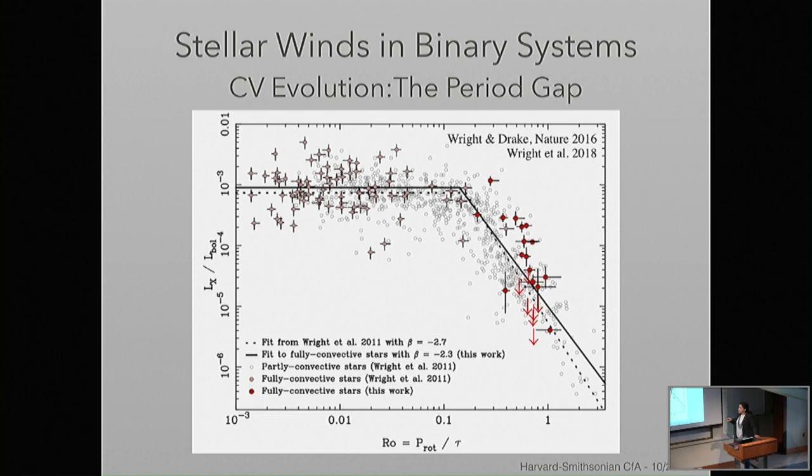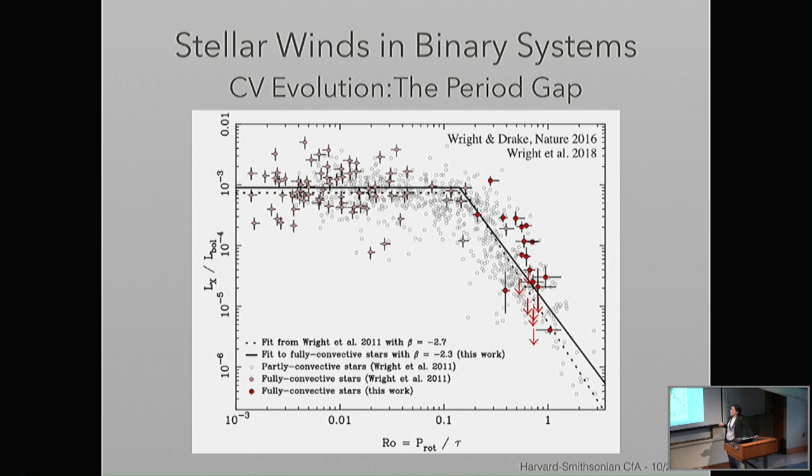Also, I want to emphasize that X-rays, in cool stars, are a proxy for magnetic activity. So this means that faster rotating stars have stronger magnetic fields. And eventually, we don't know if they don't have stronger magnetic fields anymore, or if X-rays just get saturated for another reason. Anyway, we knew this already, but we didn't know what happened at the fully convective limit.